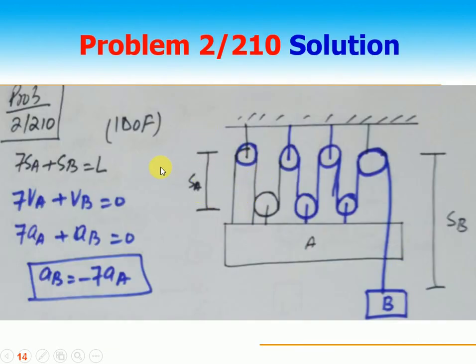Simply, 7 SA plus SB is equal to L. Taking the first derivative, 7 VA plus VB is equal to 0, and the second derivative for acceleration, 7 AA plus AB is equal to 0, so AB is equal to minus 7 AA. The acceleration of B is 7 times the acceleration of A, but in the opposite direction. If you know the acceleration of A, you can find the acceleration of B, and vice versa.